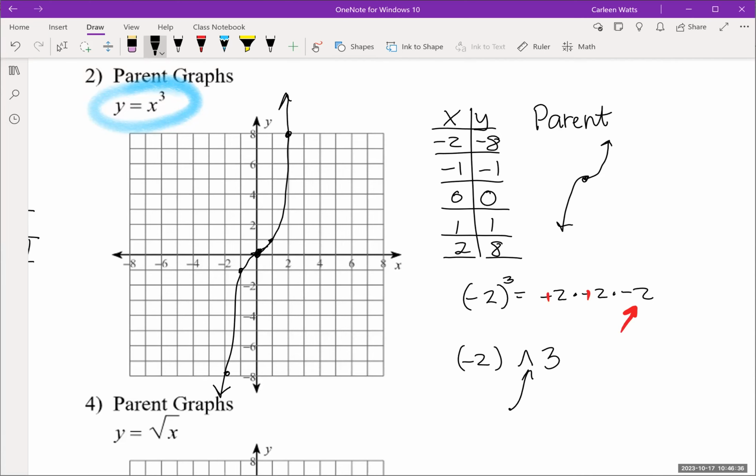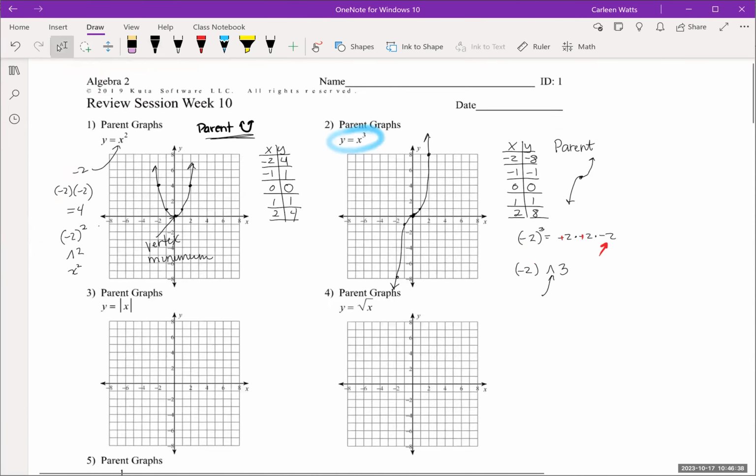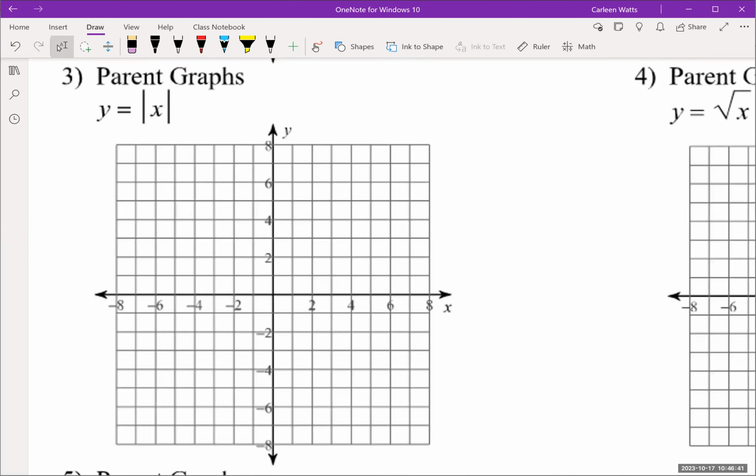Okay, next. What are those little sticks?